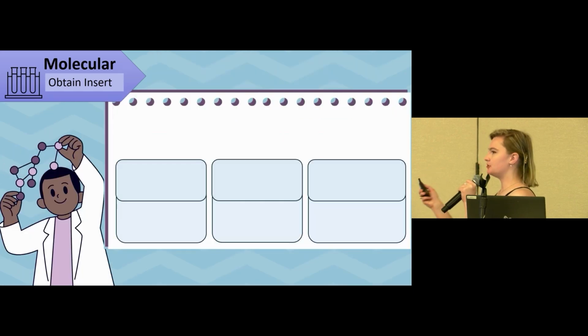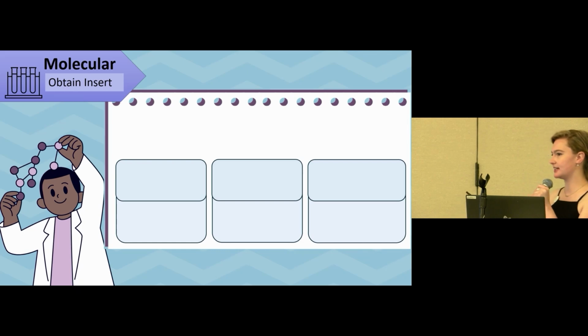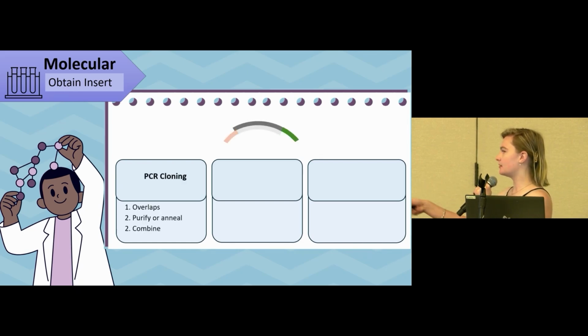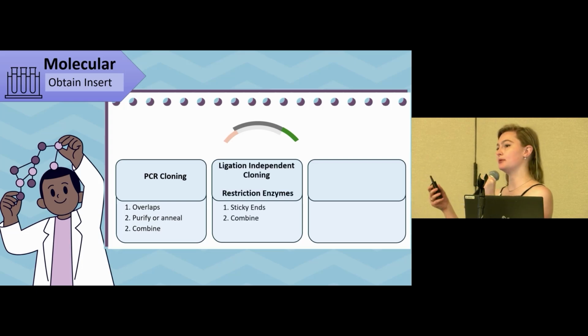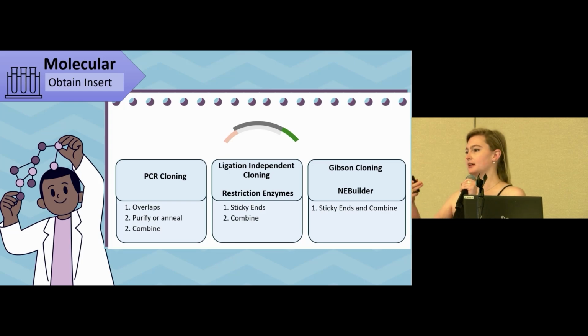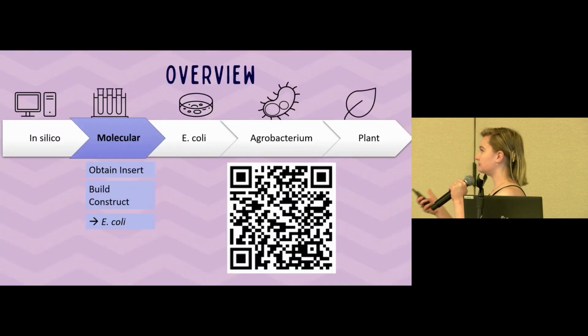So to give a brief summary of those molecular techniques, the ways to obtain your sticky ends are either PCR cloning, where you make your overlaps, you purify them, anneal them, and combine with your insert or your plasmid. There's also ligation-independent cloning and restriction enzyme, which both create those sticky ends through chewing back, and then you combine with your vector. And Gibson cloning, which all happens at once, where it creates your sticky ends and combines them in one reaction.